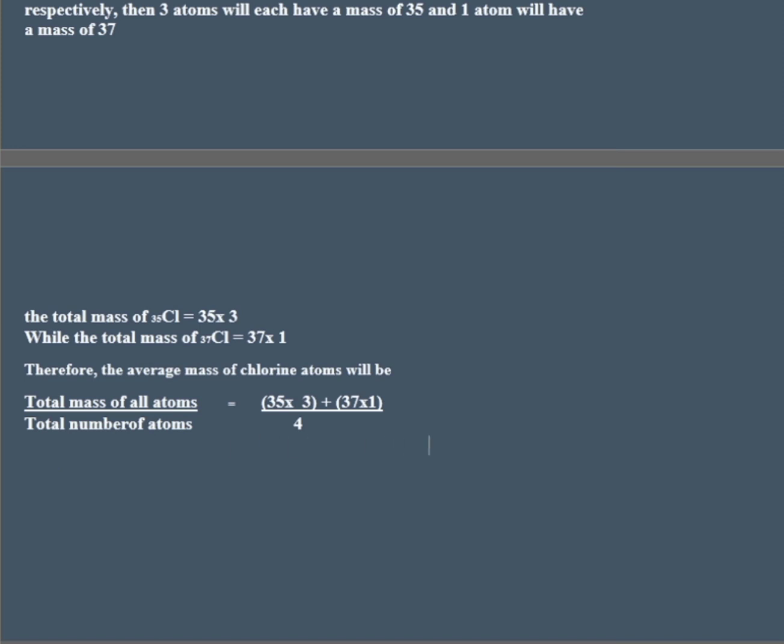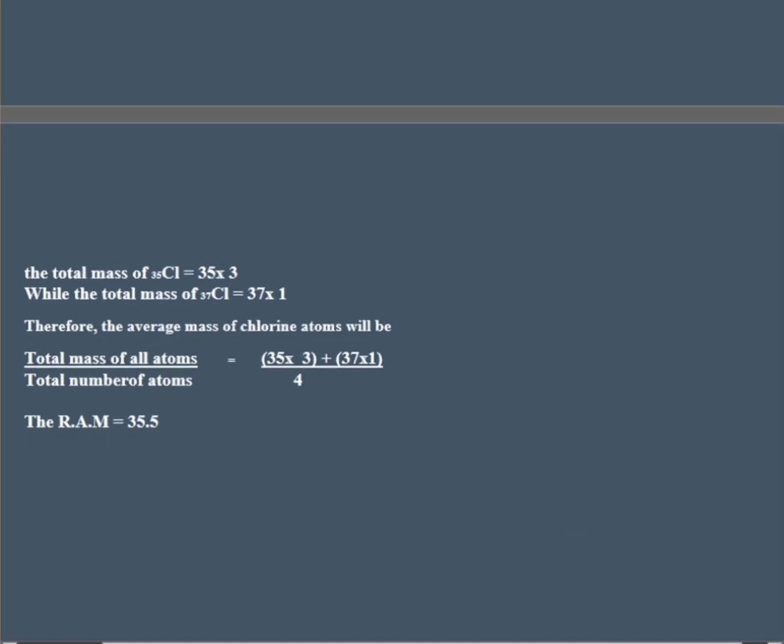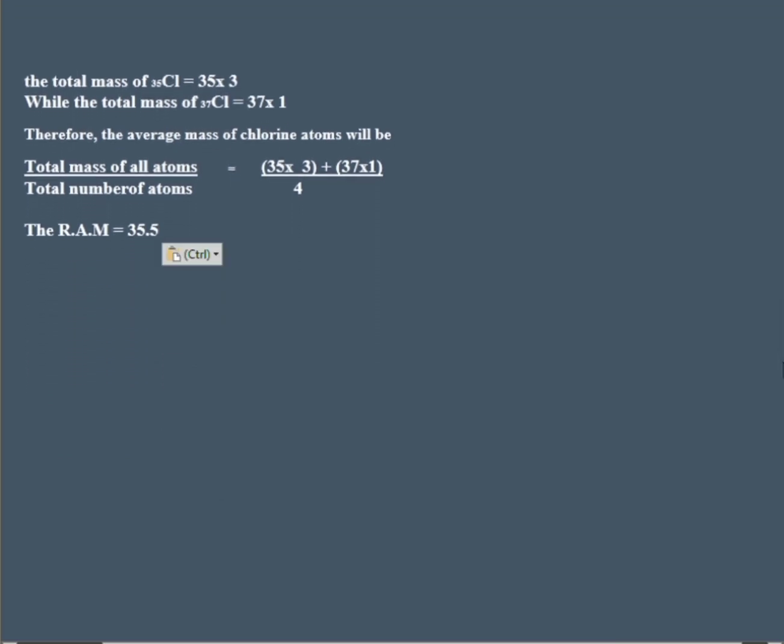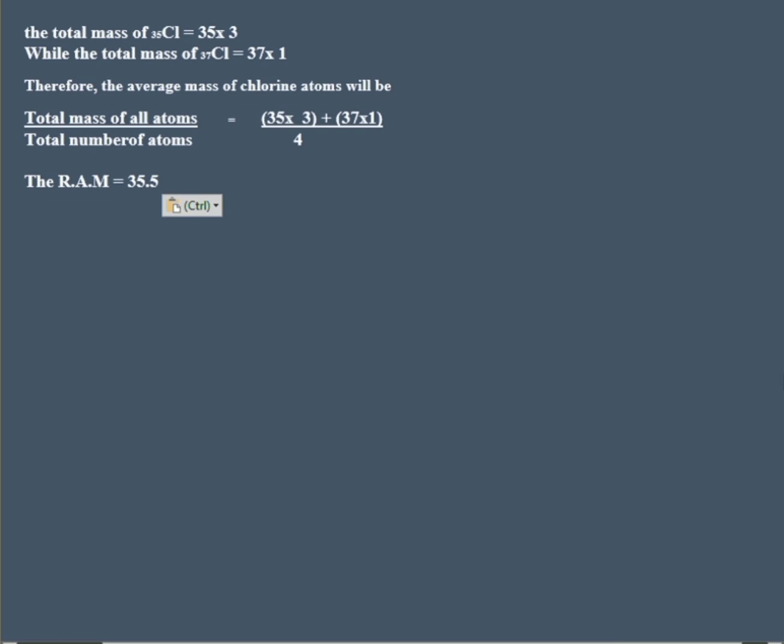Our relative atomic mass will be 35.5. We have to note that the relative atomic mass has no unit. It is not the mass number, since chlorine has two mass numbers, 37 and 35. Relative atomic mass is also nearer to the mass number of the more abundant isotope.